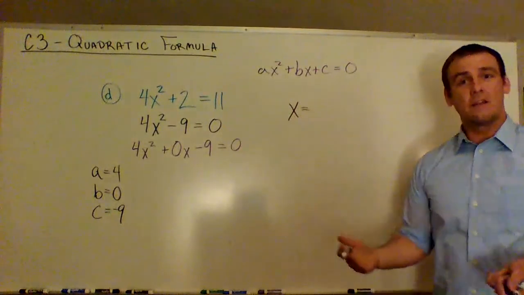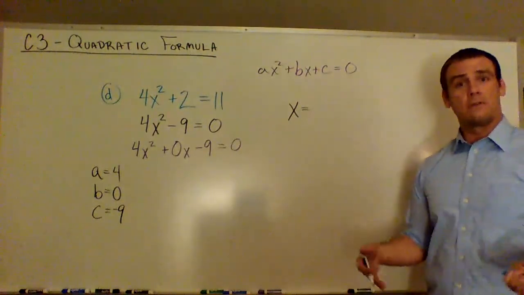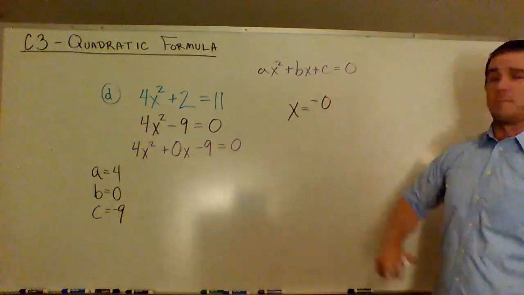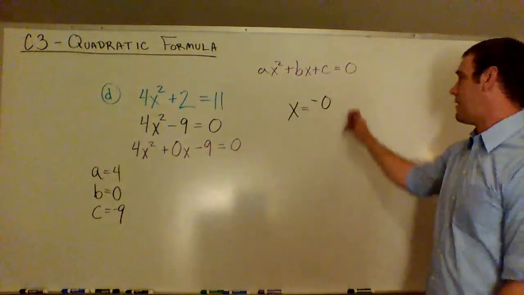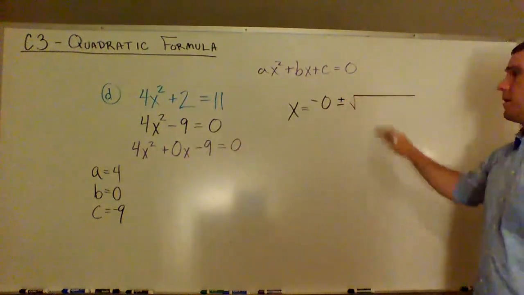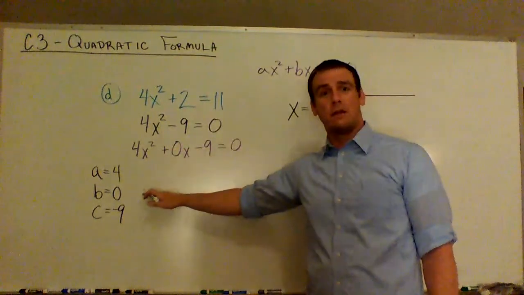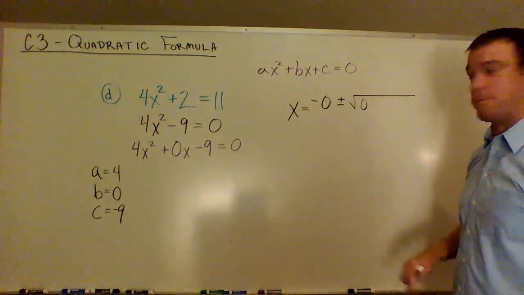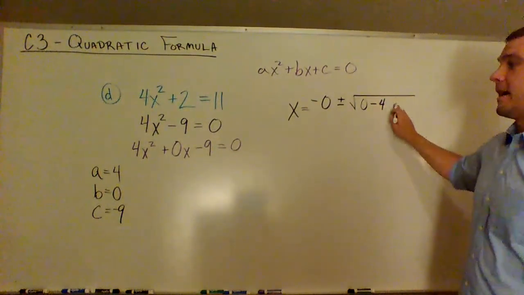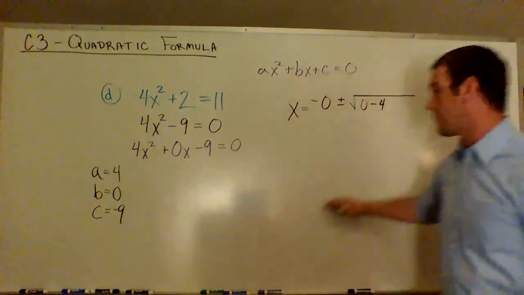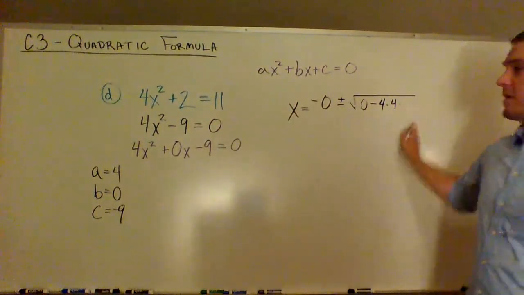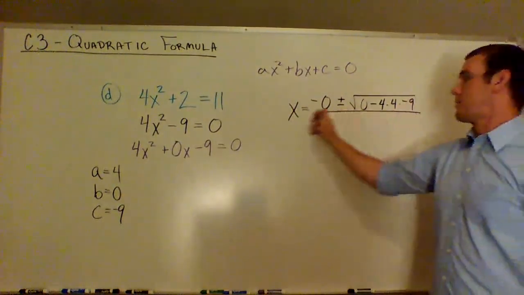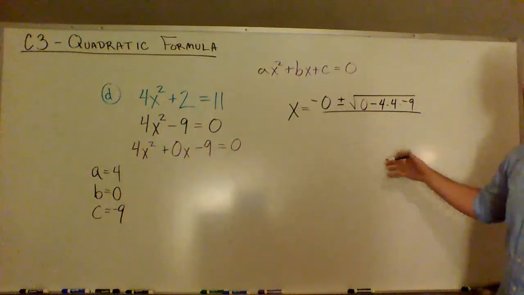X equals negative b. Negative 0 is the same thing as 0. You could write negative 0, you can write positive 0, I don't care, it's just 0. Plus or minus the square root of b squared. Now b squared, 0 squared is just 0. 0 times 0 makes 0. Minus 4 times a, which is 4, times c gives us negative 9. All over 2 times a, 2 times 4 is going to make 8.